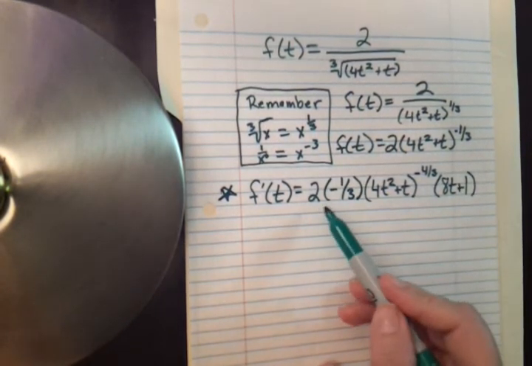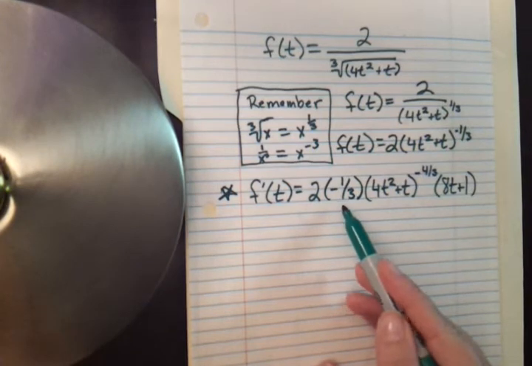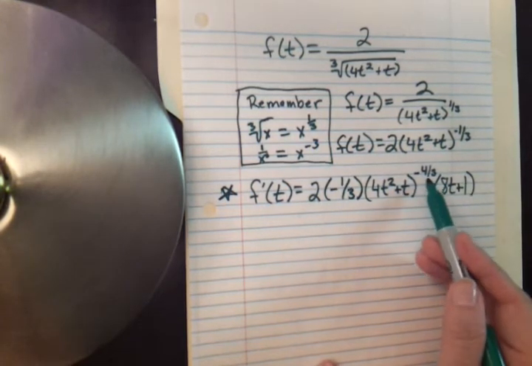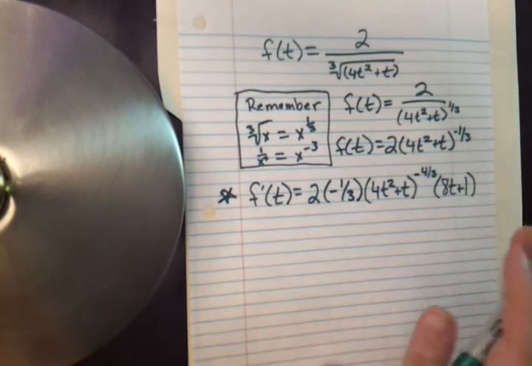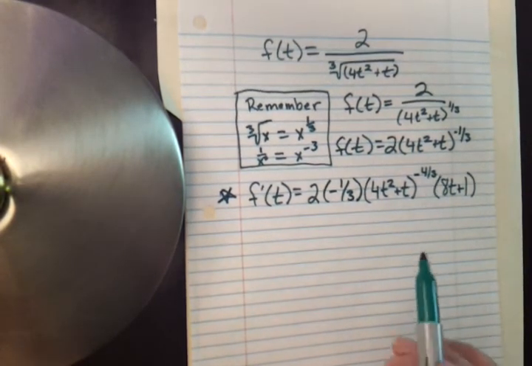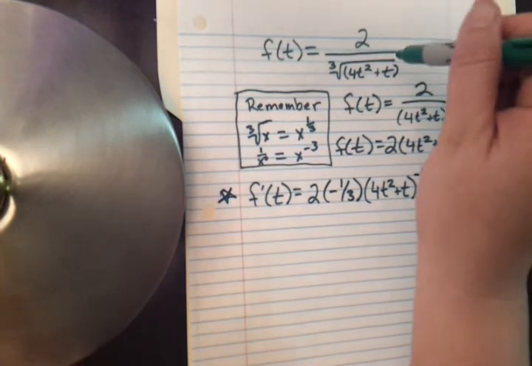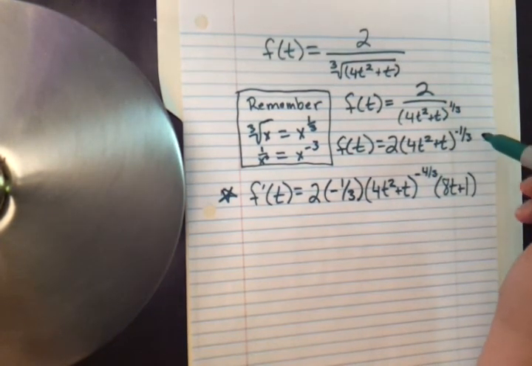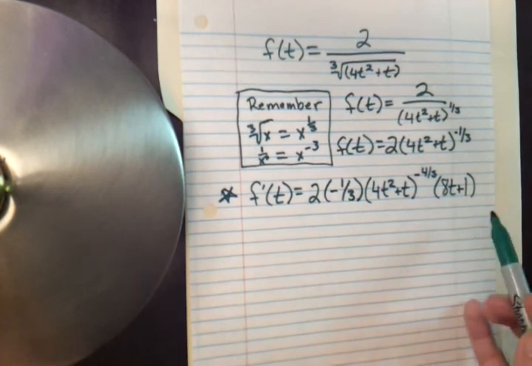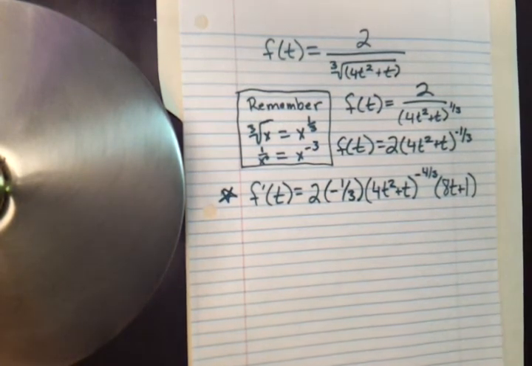You're going to have a number times some sort of negative fraction times a function raised to a negative fractional power times another function. That's all you need. WebAssign will take that. So what looked like a really, really horrible problem took a couple steps to make it look a little less horrible, and then we were able to do that whole derivative in just one step, okay?